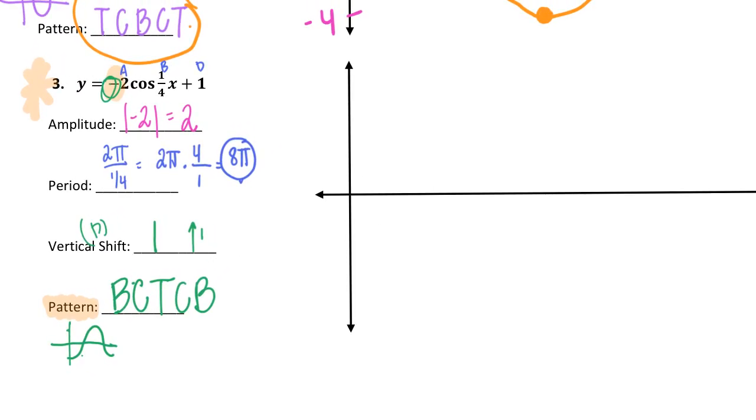Let's go ahead and label the y-axis first. The vertical shift is up 1. So take your whole center line, shift it up 1. Next thing we'll take into account is the amplitude. The amplitude goes 2 above it and 2 below. So we have 3 and 2 below, -1. Now let's label our x-axis. We're starting at 0 and going all the way to 8 pi.